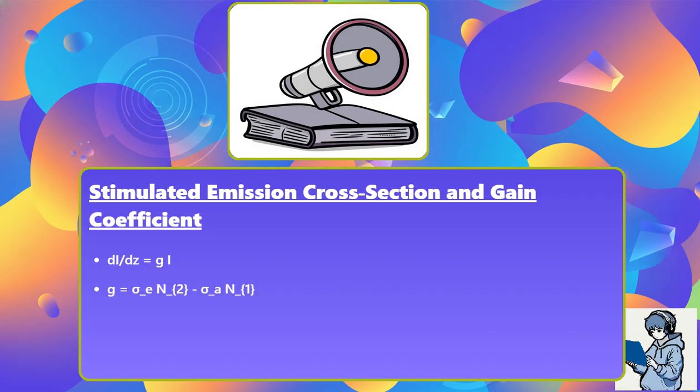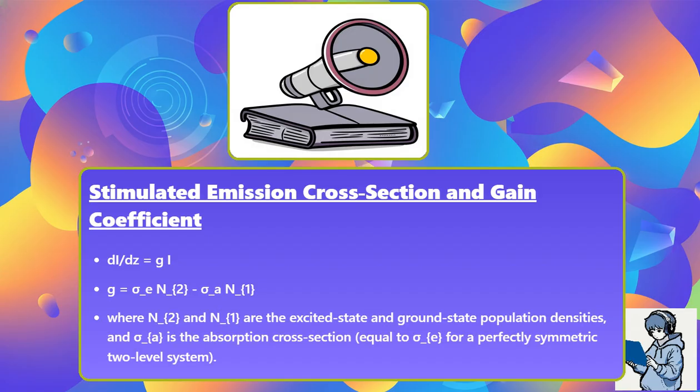G equals sigma_e times N2 minus sigma_a times N1, where N2 and N1 are the excited state and ground state population densities, and sigma_a is the absorption cross-section, equal to sigma_e for a perfectly symmetric two-level system.